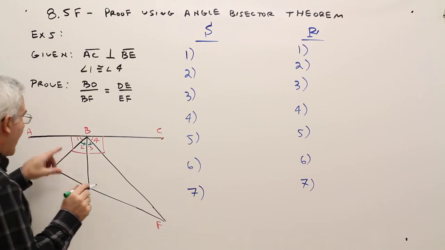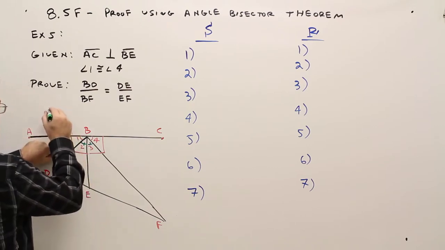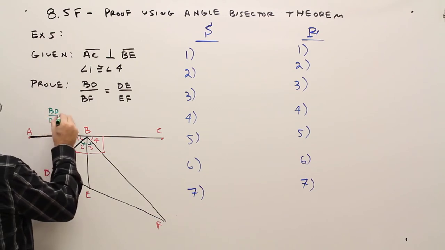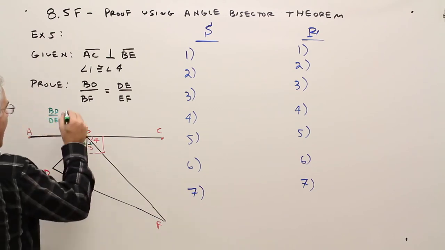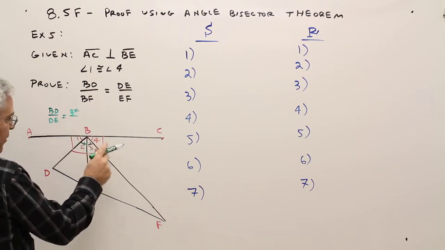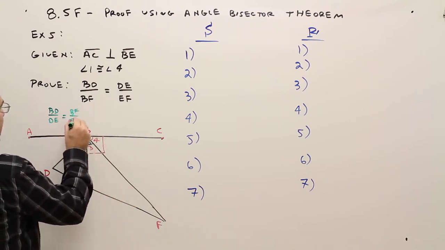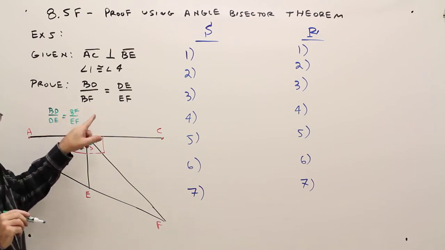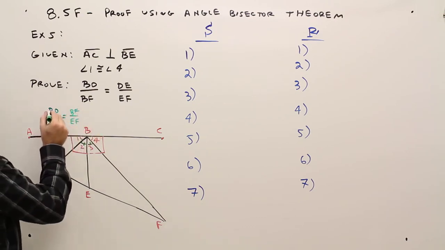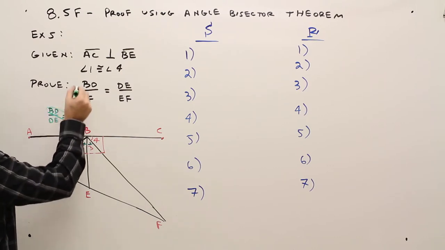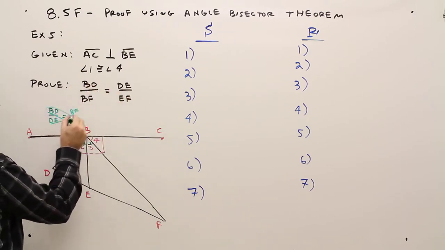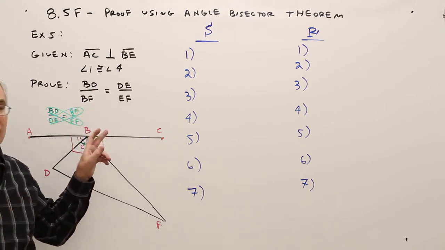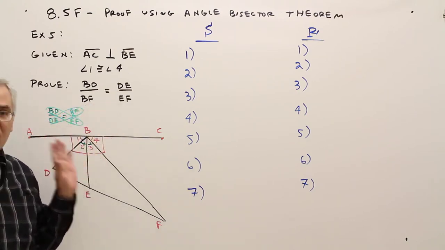So by doing that, I would get BD over DE, and that would equal BF over EF. Let's see what I was trying to prove. It looks like it's almost the same thing. Notice the diagonals are the same. BD and EF, BD and EF. This just has the ordering switched, so it's the same diagonals. So I'm pretty much good to go.